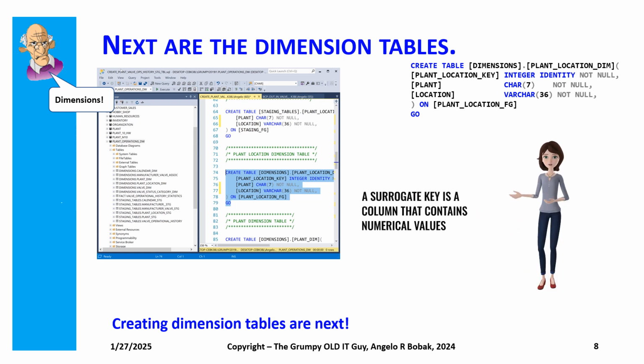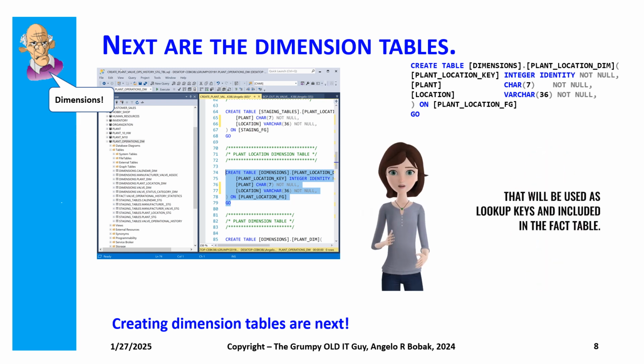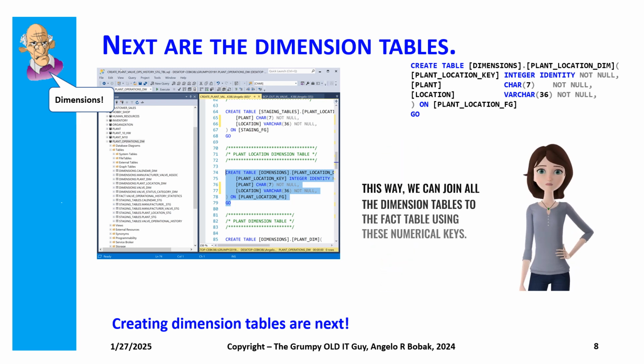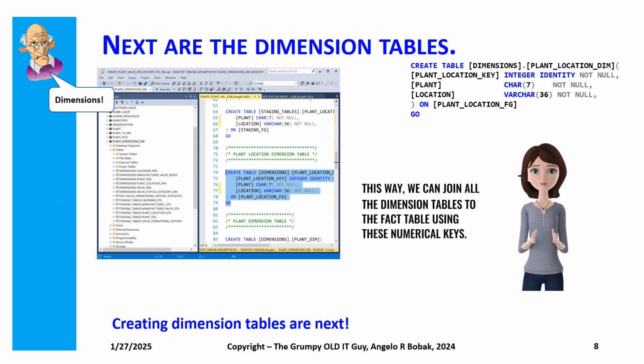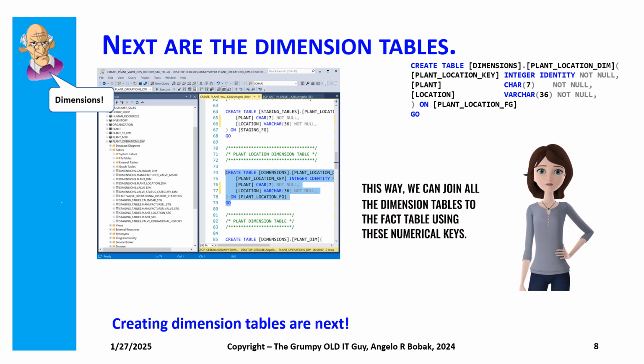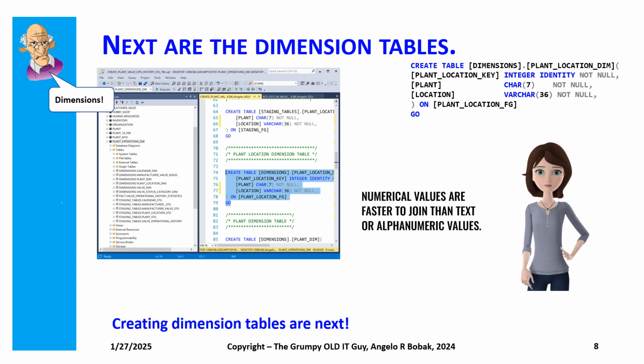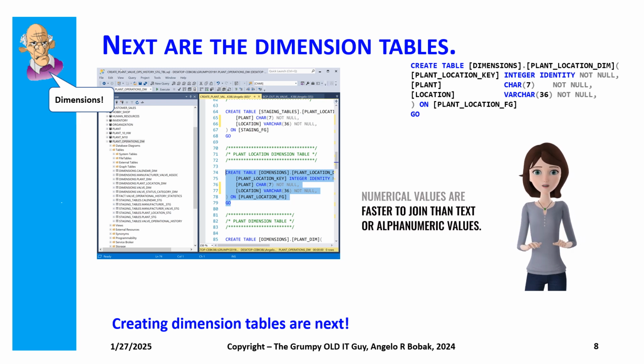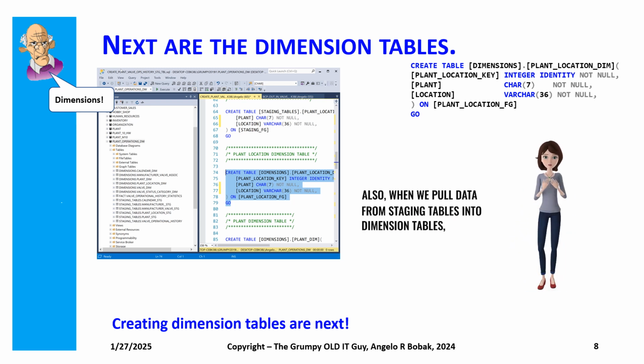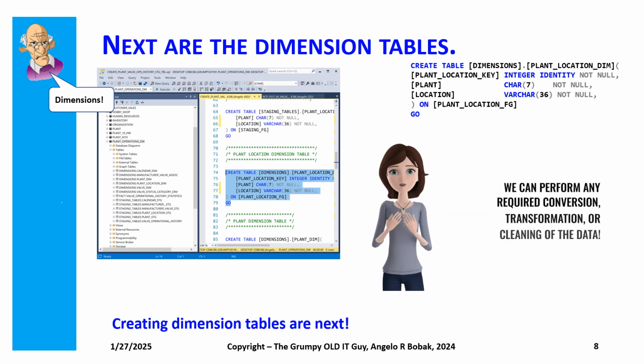A surrogate key is a column that contains a numerical value that will be used as a lookup in the fact table. This way, we can join all the dimension tables to the fact table using these numerical keys. Numerical values are faster to join than text or alphanumeric values. Also, when we pull data from staging tables into dimension tables, we can perform any required conversion, transformation, or cleaning of the data.